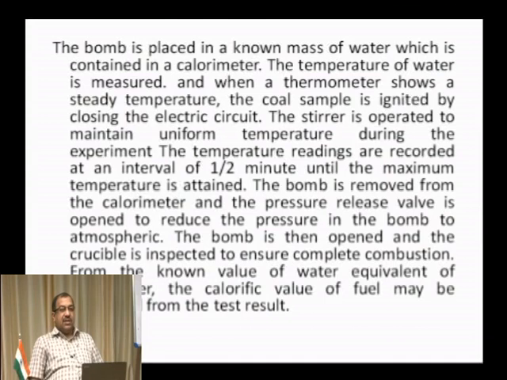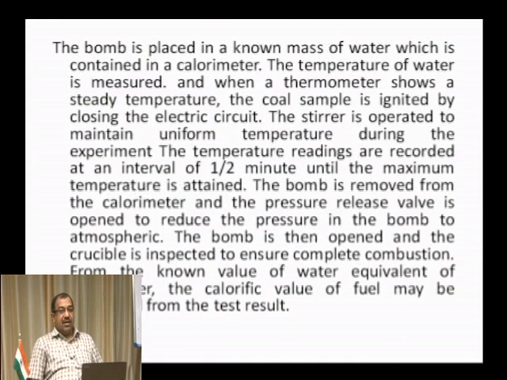The bomb is placed in a known mass of water which is contained in a calorimeter. The bomb, which contains the fuel in a crucible, has to be placed entirely inside the water, and the mass of the water should be known to us. Then after placing the bomb, you have to note down the initial temperature of the water, and when the thermometer shows a steady temperature, the coal sample is ignited by closing the electric circuit. You have to supply the current to the crucible through the electrodes.